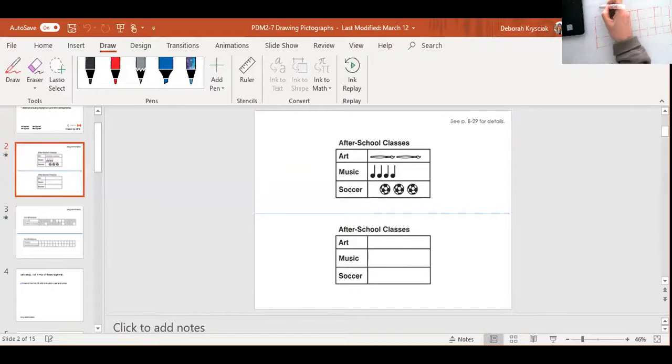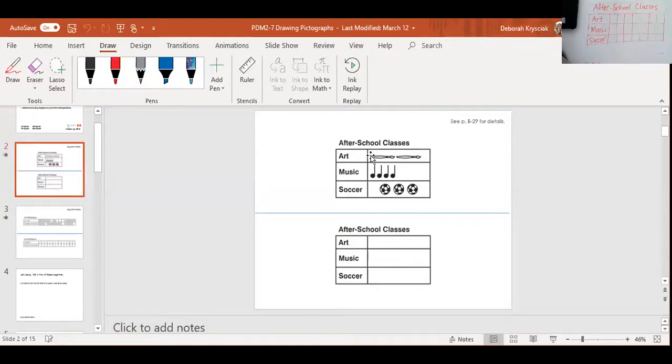So it's called after school classes. So if you are making a pictograph, you need to have a title on it so people know what it's about, okay? And there's art, music, and soccer. Okay, so now I have my headings.